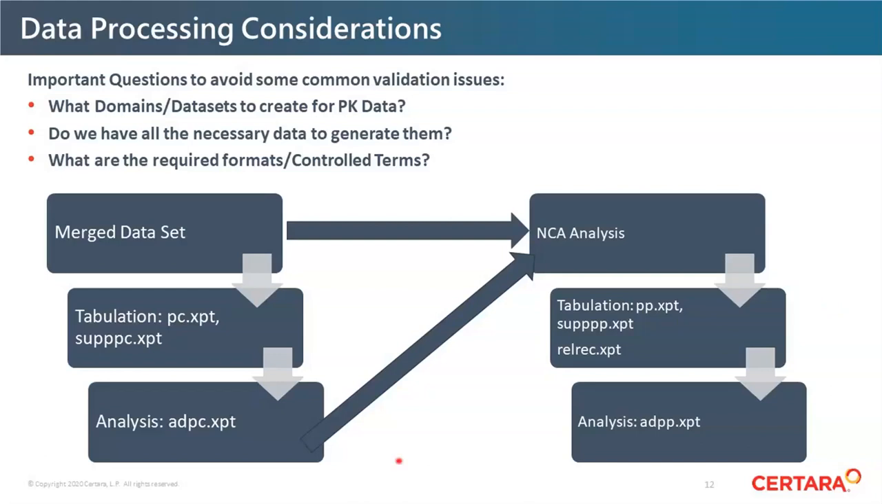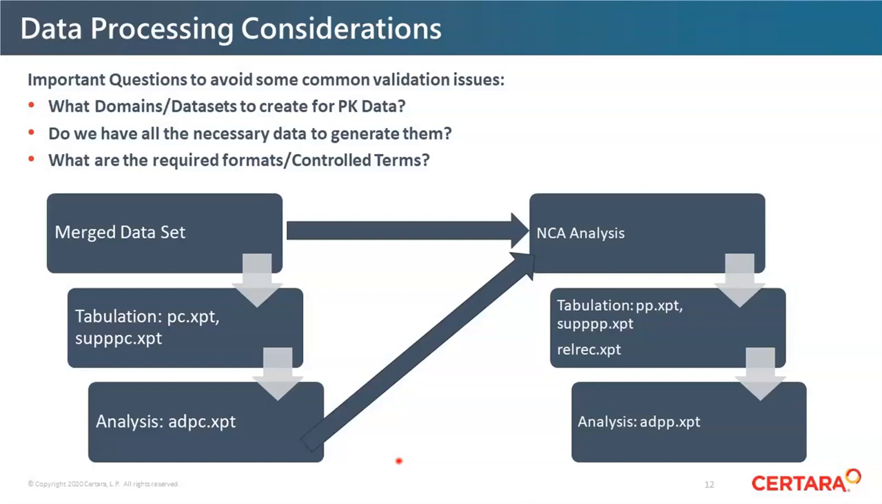Some examples of common validation issues would be we do not include a required or an expected variable. We will go through this in details in the next slide. Or a variable does not get the control terminology that it needs, or the format compliance is not satisfied. It's very important to comply with the implementation guides and to populate the variables correctly.